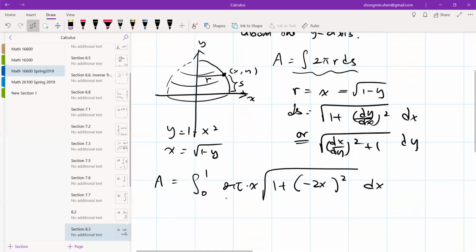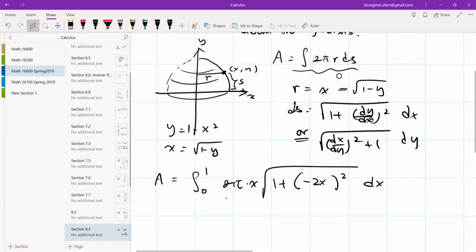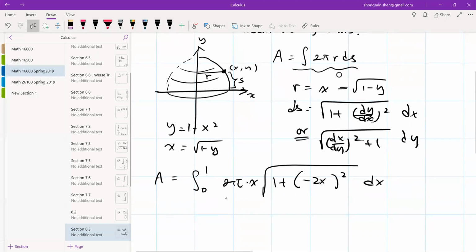Then you put everything into the formula, right? You get the integral, and I guarantee you get the surface area. Or if you want to use the y variable, y also goes from 0 to 1, right? So it's from 0 to 1, and it's 2 pi. r in this case is going to be the square root of 1 minus y.